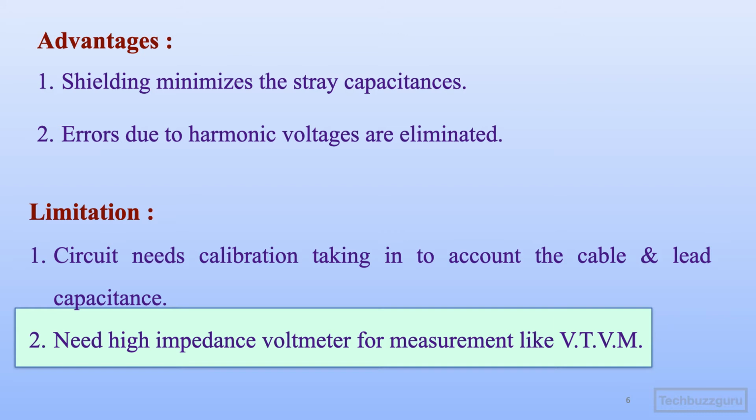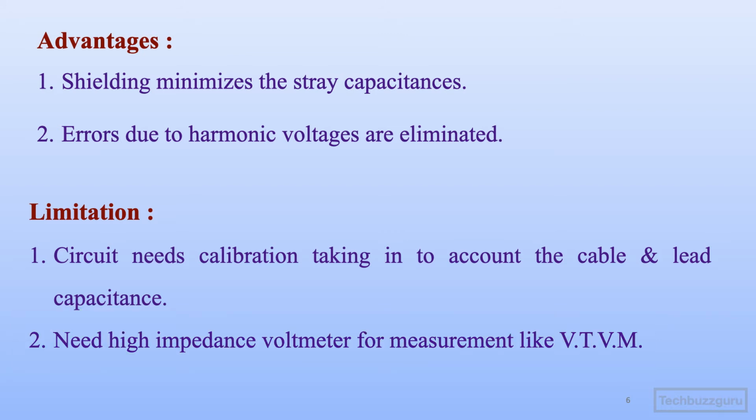And lastly, the limitation is we require use of high impedance voltmeter for the measurement. So maybe in the form of vacuum tube voltmeter or electrostatic voltmeter. So these are costly equipments. That's why we may consider this a limitation. We cannot use a common voltmeter in this method. So this is a limitation.